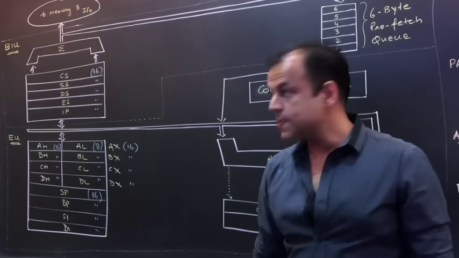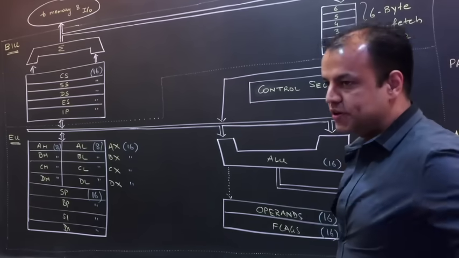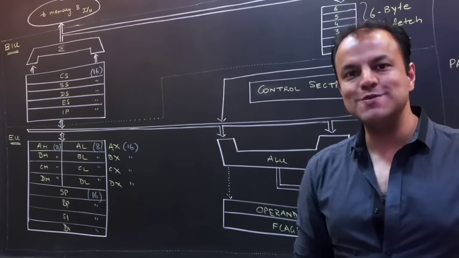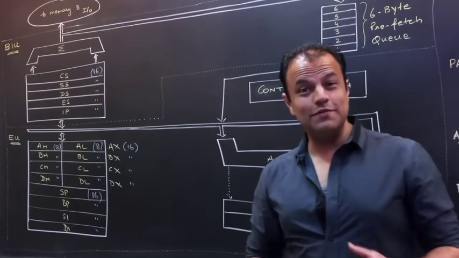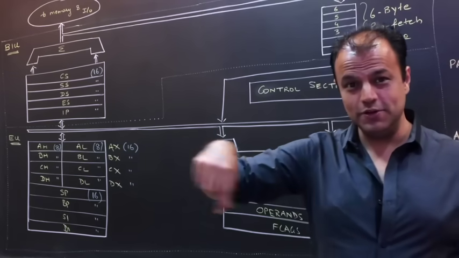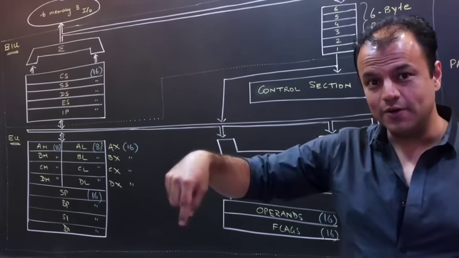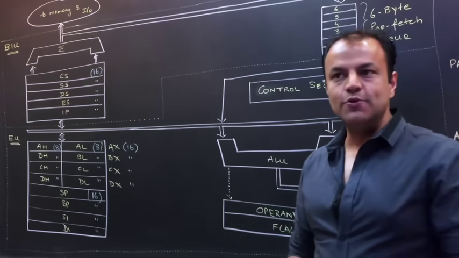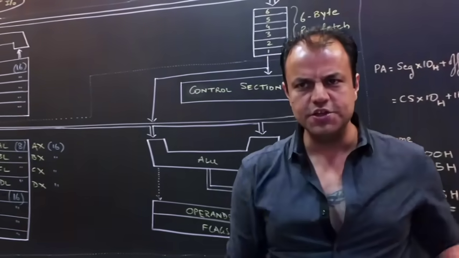So the first question: why is the architecture divided into two units? The answer is pipelining. There is a concept called pipelining. I've covered that in a video before this. I'll be giving you the link as a suggested video right now. In case you've not seen it, please check it out. You need to know what pipelining is to understand the architecture. If you don't know, I'll just give you a nutshell.